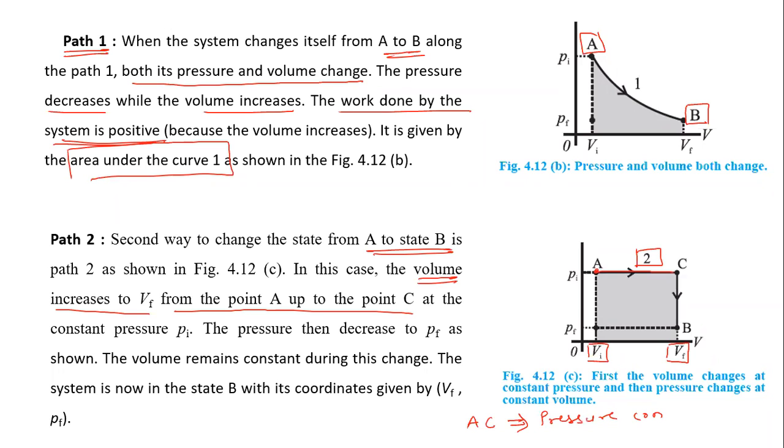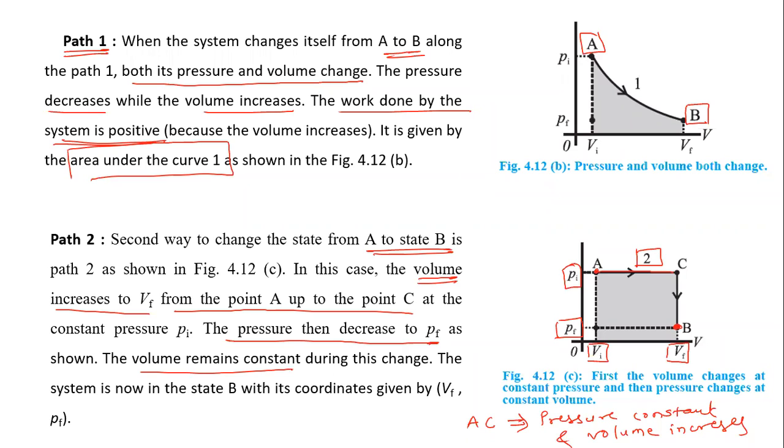and volume increases. And volume is variable, or we can say it increases. The pressure then decreases to Pf. So the initial pressure is Pi and the final pressure is Pf. When we consider the final state B, the pressure corresponding to that is Pf. Pressure decreases. It means that from C to B pressure decreases and volume remains constant.